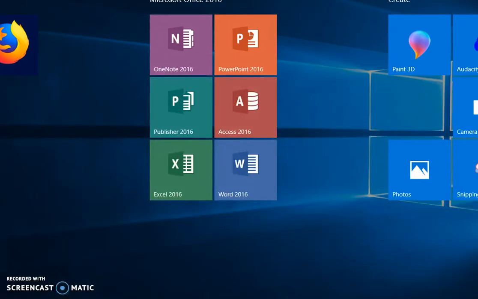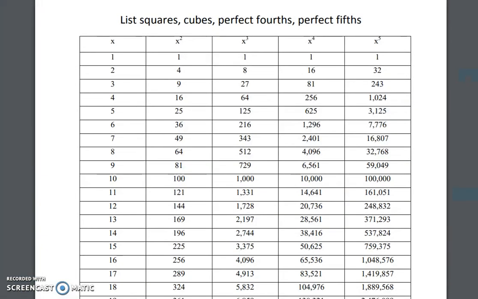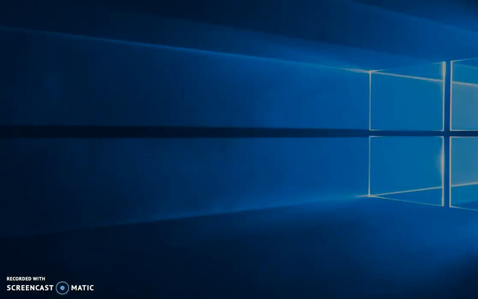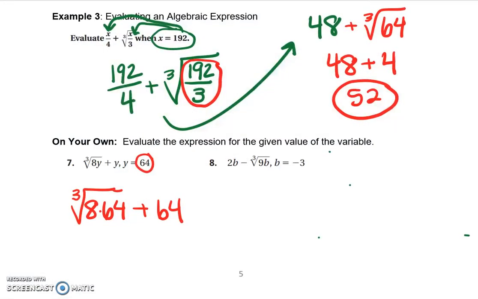Why do I keep doing that? Go back. Oh my goodness, there's a list of perfect cubes that I was looking at earlier. All right, so sorry.